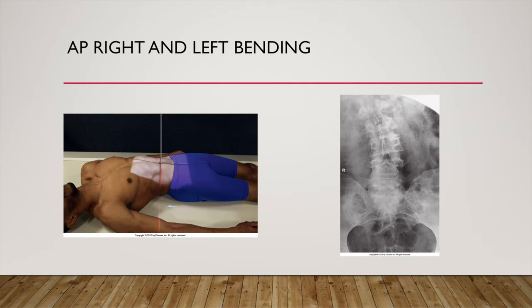The AP right and left bending images are useful after the spinal fusions for patients. The image below shows the patient in AP bending right position, and the patient is supine. However, I have not yet seen this exam performed at the clinical sites that I have worked at.